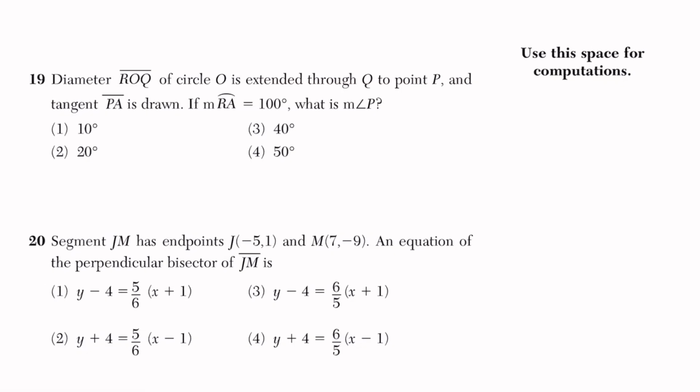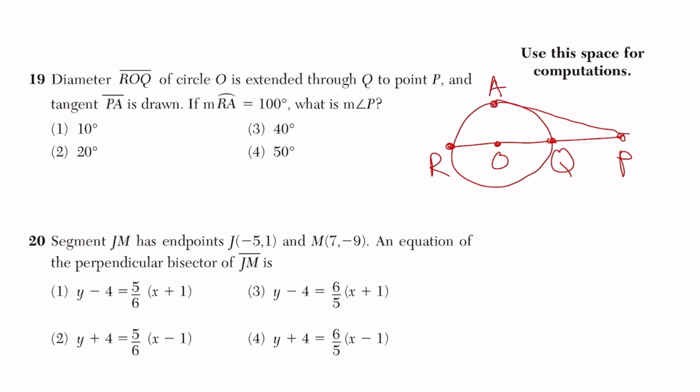Question 19. Diameter ROQ of circle O is extended through Q to point P, and tangent PA is drawn. If measure of arc RA is 100 degrees, what is the angle measure for P?